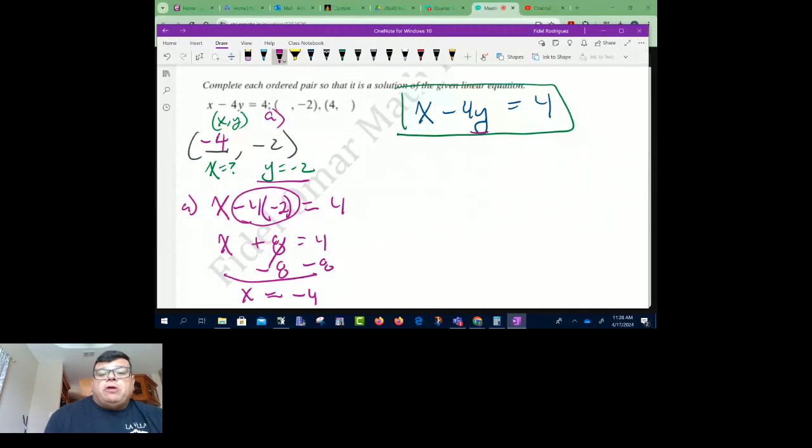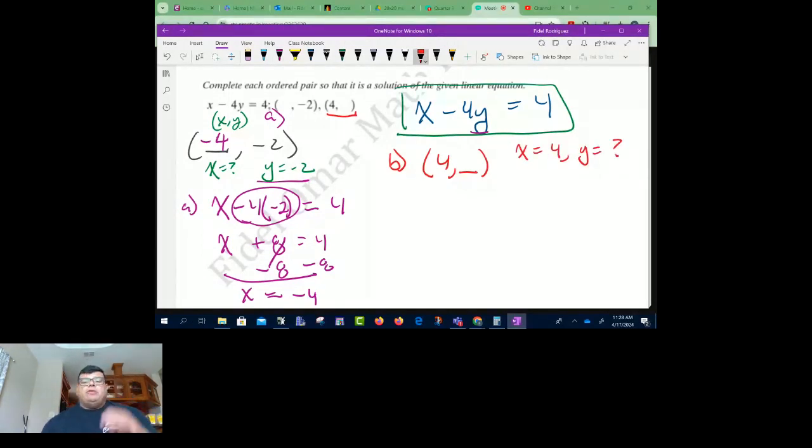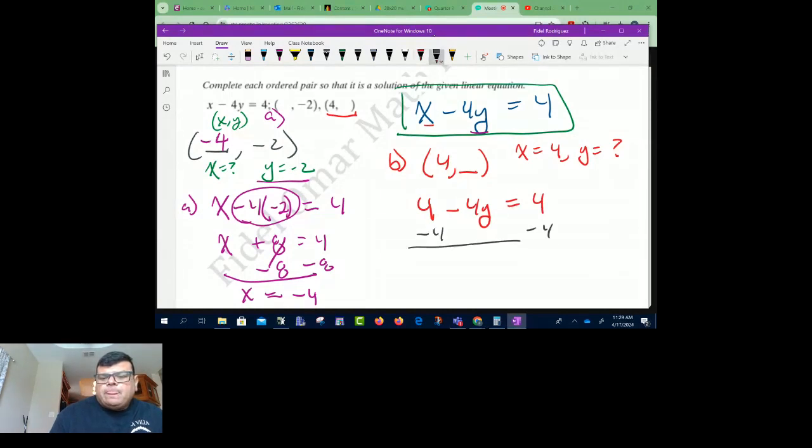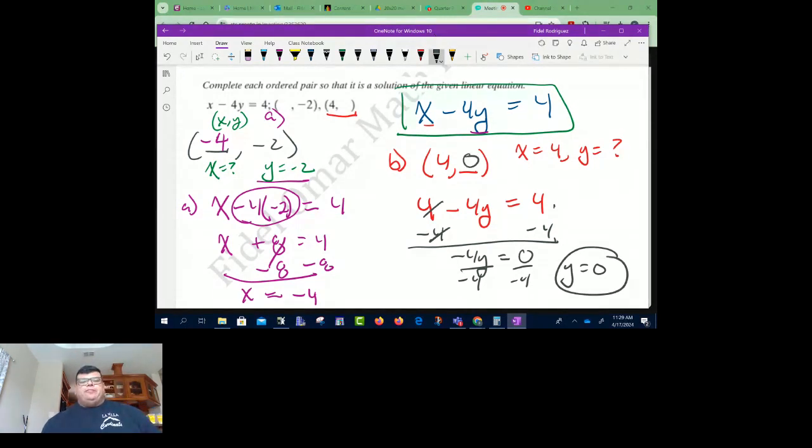Y'all, I'm going to repeat this process for part B. So part B right here, it says, look, 4 comma blank. That's telling me, y'all, that I know that x is 4, but I don't know what the letter y is equal to. Okay. So, y'all, I'm going to come back over here. I'm going to put a 4 minus 4y equals 4. Okay. I'm going to minus 4 on both sides. Those guys are going to go away. That's a -4y equals, y'all, 4 minus 4 is 0. So when I divide by -4, y'all, I still get y equals 0. So I'm going to put that right there.